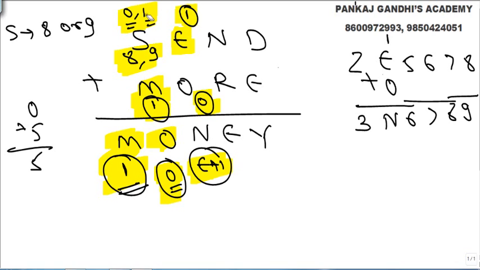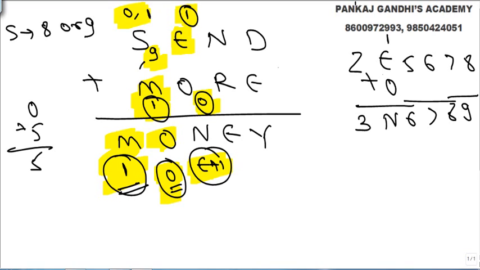So what do we know? Here carry forward will not come. There is no carry forward here. I repeat, E plus O is always less than 10. So here the carry will not go. Compulsorily this is 0. If this is 0, we already know S value cannot be 8. It has to be 9.